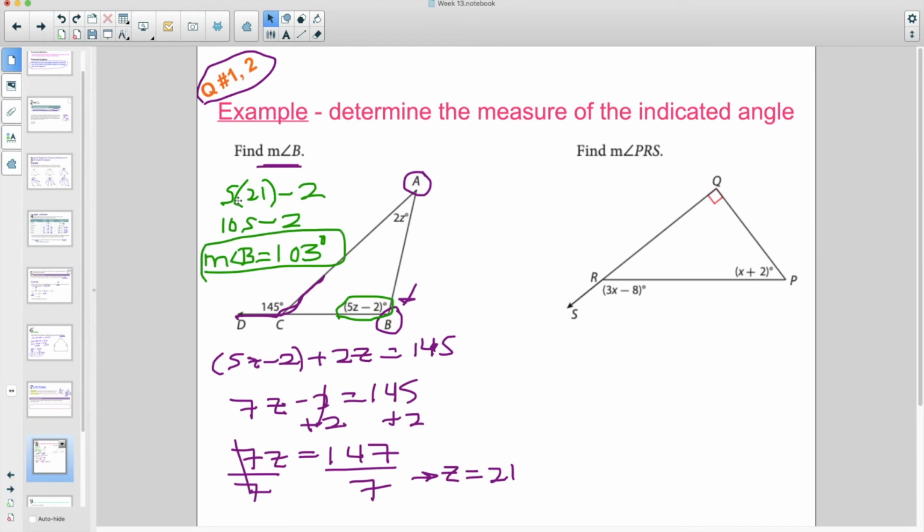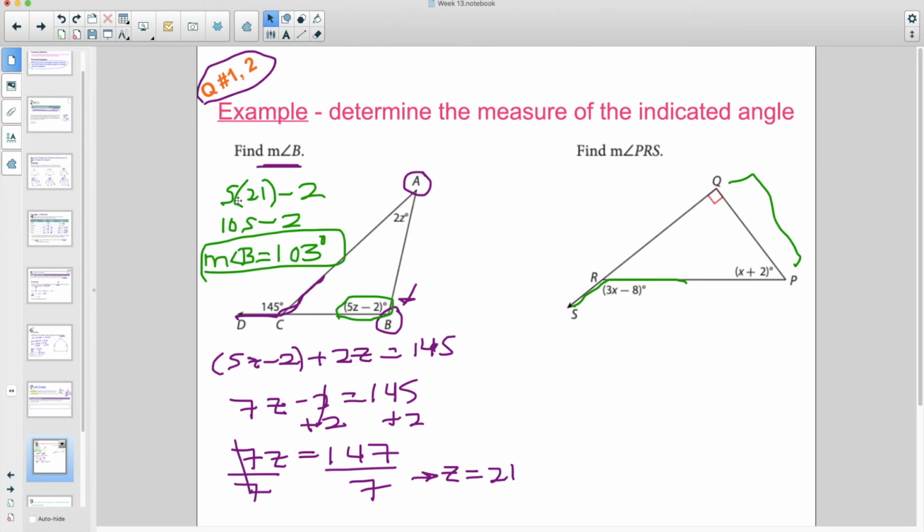Good. All right, so let's try another one here. Similar, right? So the goal here is to find the measure of PRS. With this one, we're actually finding the exterior angle measure, because that is our PRS. But we can use the same setup. So we have our two remote interior angles. One of them is 90, one of them is x plus 2. And then that sum is going to equal our 3x minus 8.